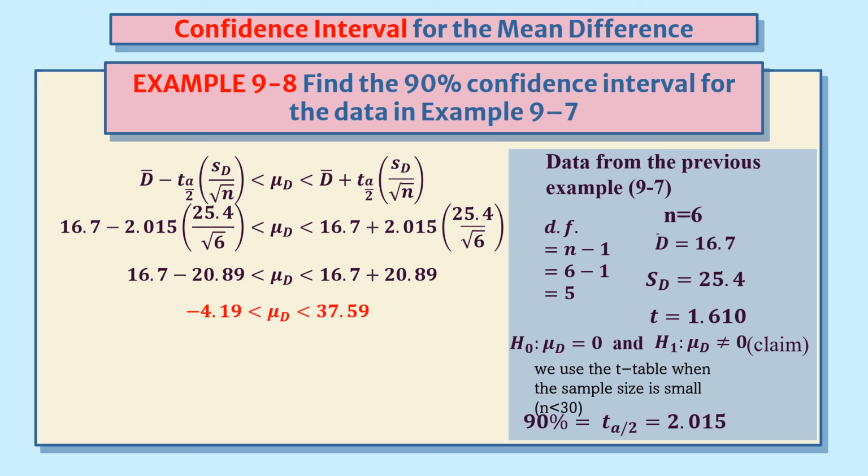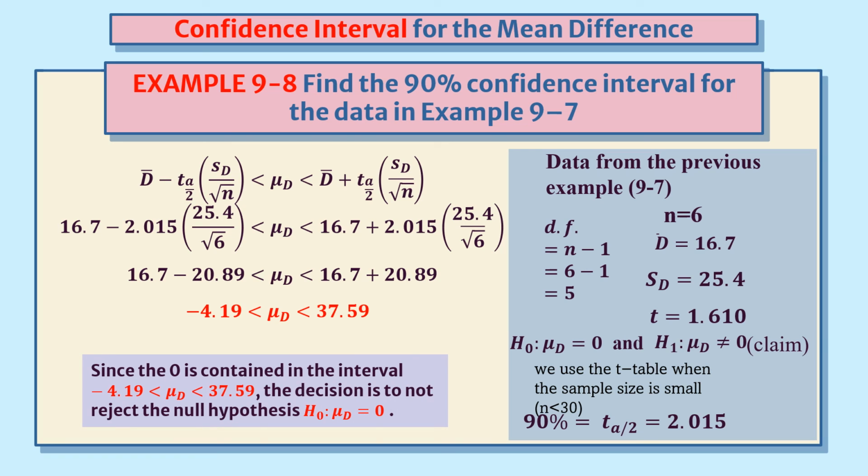And now for the value of the mean difference, mu sub d, we have greater than negative 4.19 but less than 37.59. Since 0 is contained in the interval, mu sub d is greater than negative 4.19 and less than 37.59, the decision is to not reject the null hypothesis, since our null hypothesis H sub 0, mu sub d is 0.